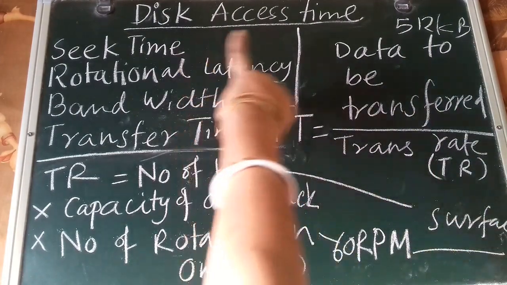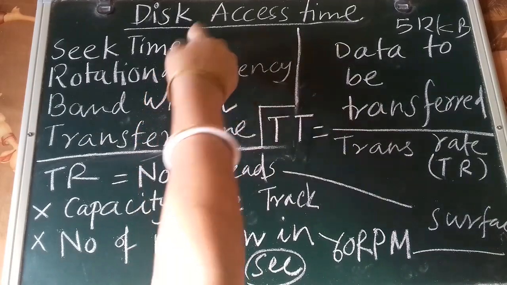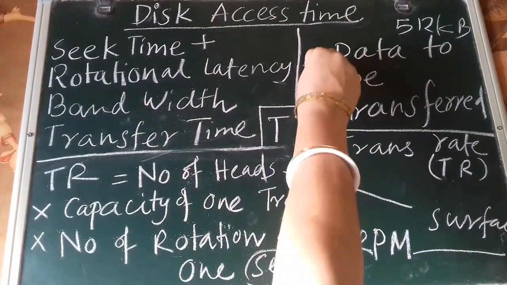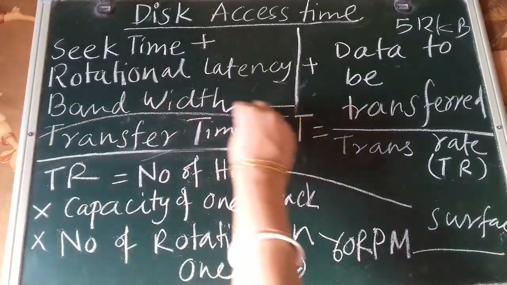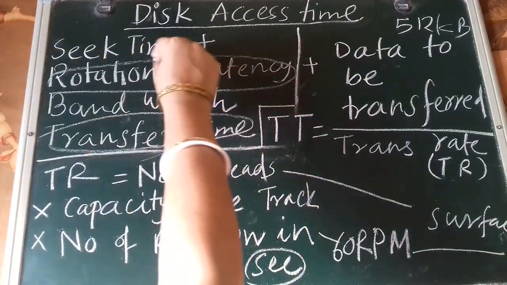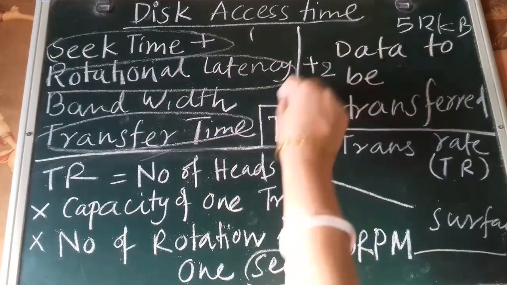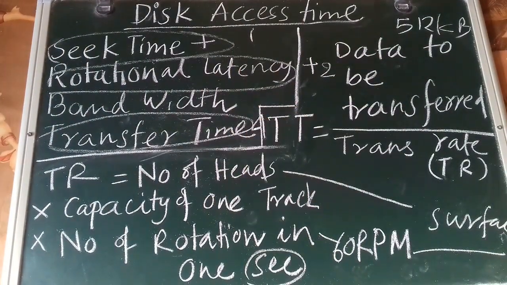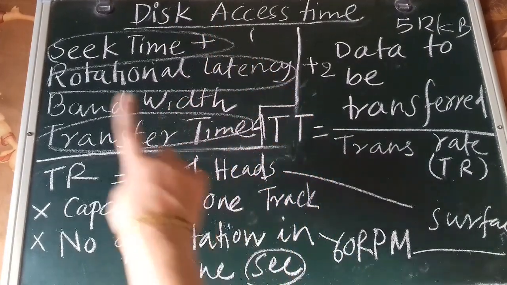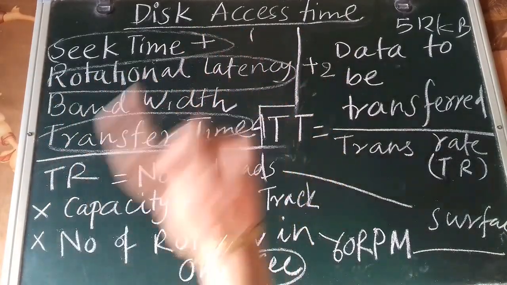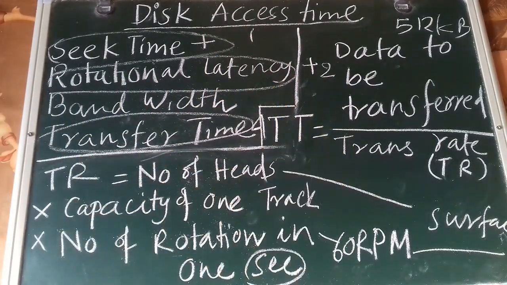Now the last one, what is access time? Access time is nothing but seek time plus rotational latency plus transfer time. If you take the summation of these three, that is access time. If they ask you to calculate the access time, seek time will be given, rotational latency will also be given, and transfer time will also be given in most cases. But usually they won't ask total disk access time in a normal exam. Only transfer rate they may ask.